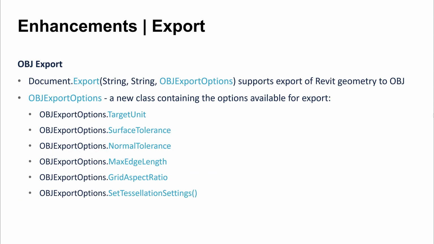On the other side, export, we've also added OBJ export. So now document export supports OBJ export options. And then there are a number of configurations in there, including what are the units, edge length, etc., tessellation settings that allow you to control what that export looks like going out of Revit into OBJ.